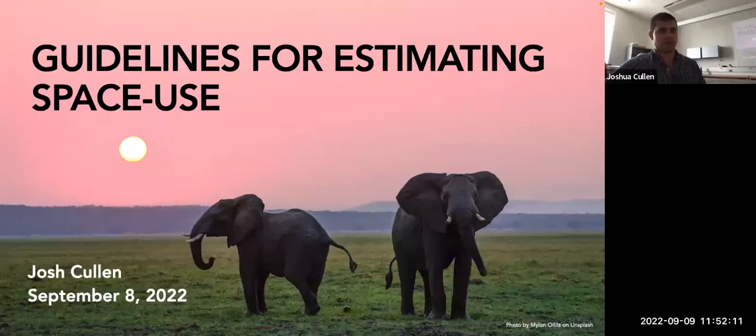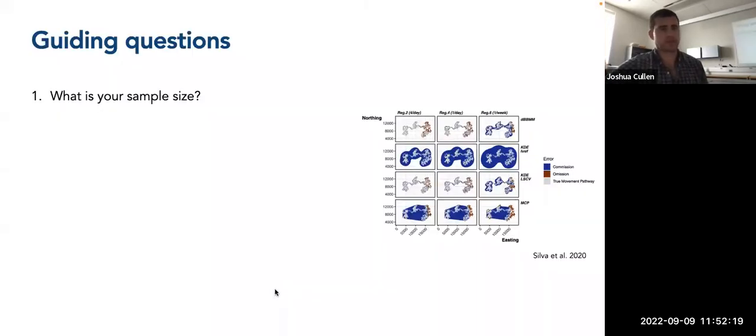So, guidelines for estimating space use. Similar to the set of slides for behavioral state estimation, I'm going to define a set of guiding questions that you may want to consider when trying to choose one method over another.